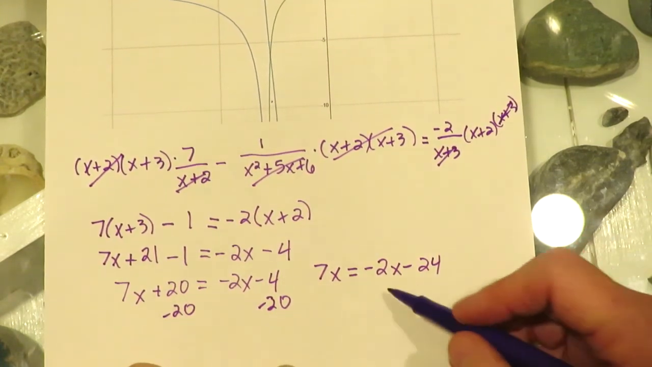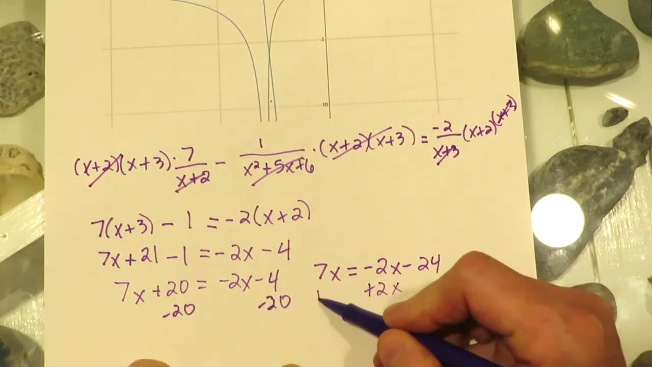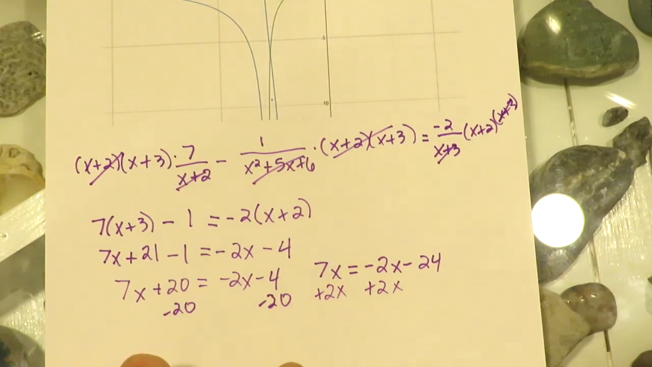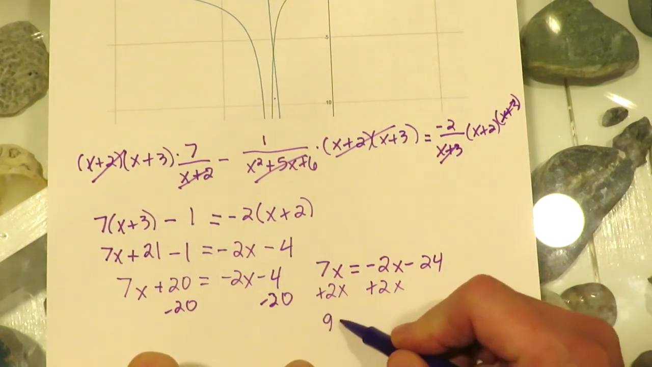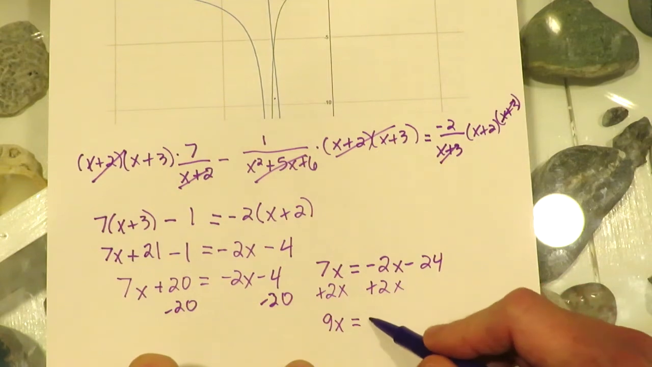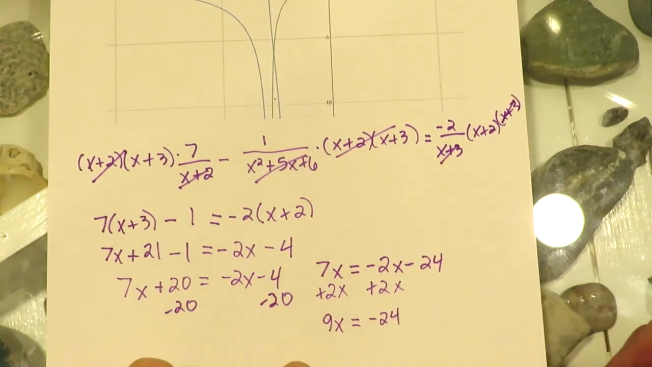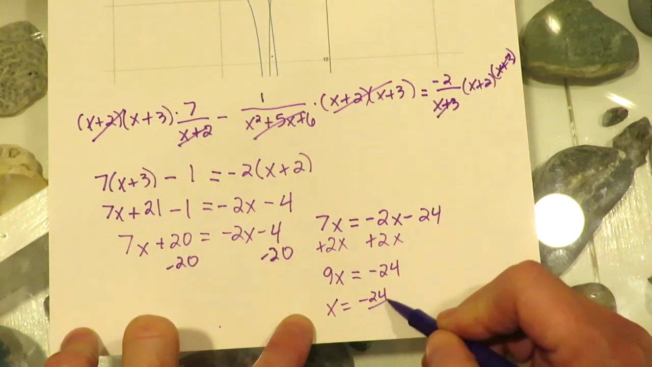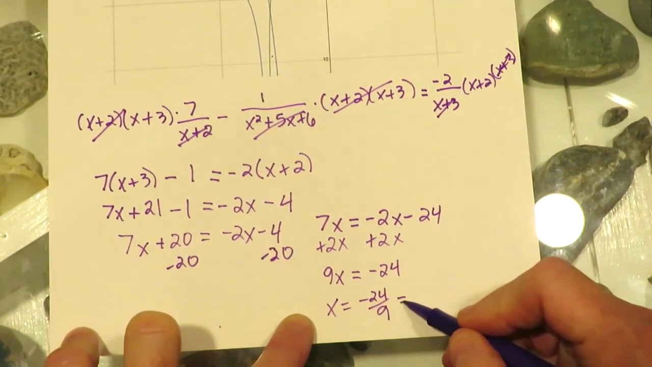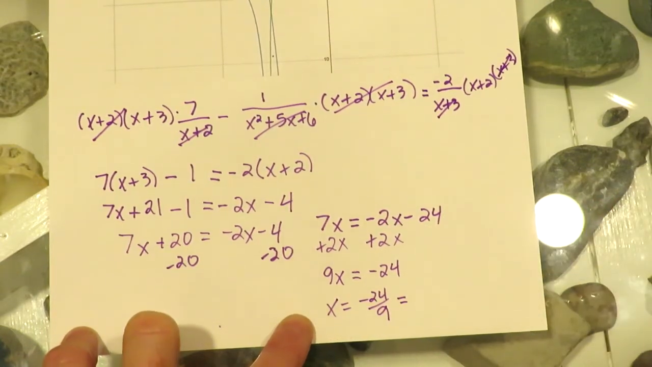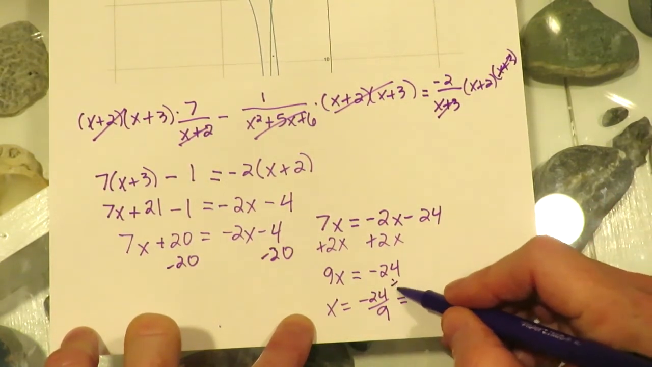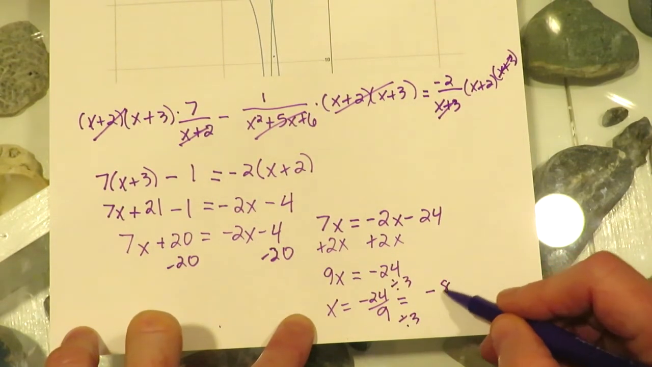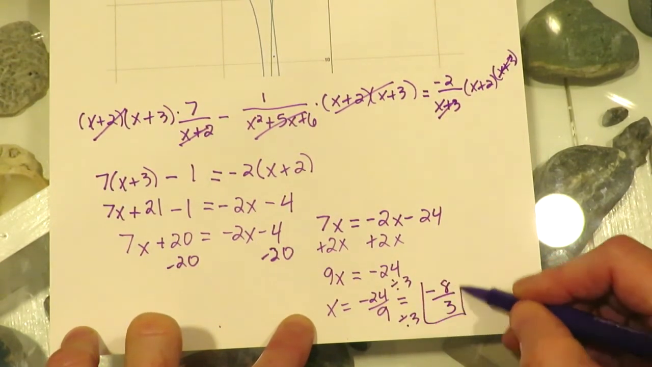And then I'm going to add 2x in order to get rid of the 2x on the one side. That gives me 9x equals negative 24. And then x is negative 24 ninths. You can reduce that because both are multiples of 3. So if I divide the numerator by 3 and the denominator by 3, I get negative 8 over 3.